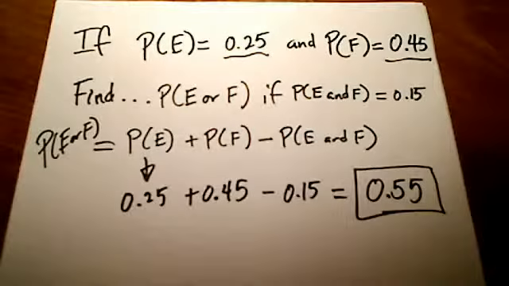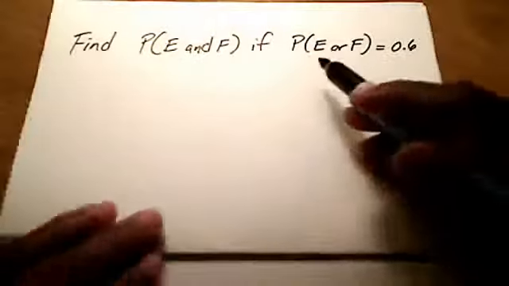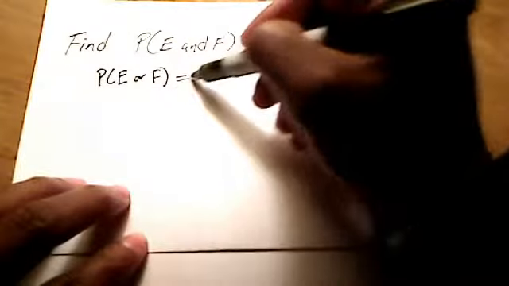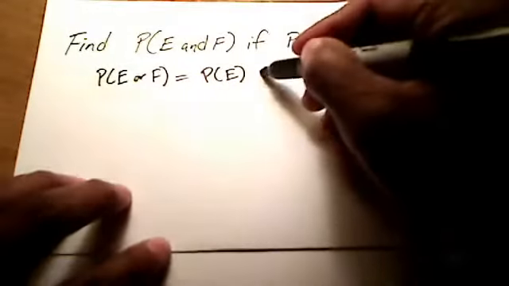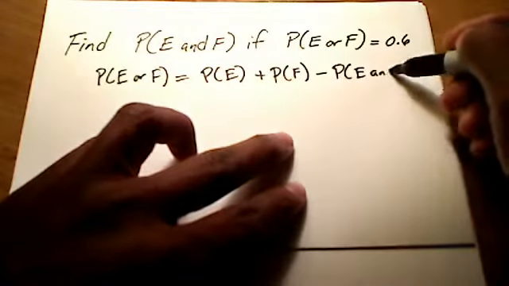Now what's interesting is we could change this question around a little bit. This time, can we find the probability of E and F? What if we ask it this way? Let's find the probability of E and F if we're told that the probability of E or F is equal to 0.6. Well, it's the same formula, the same general addition formula, which again looks like this: probability of E added to the probability of F, take away the probability of where they intersect.